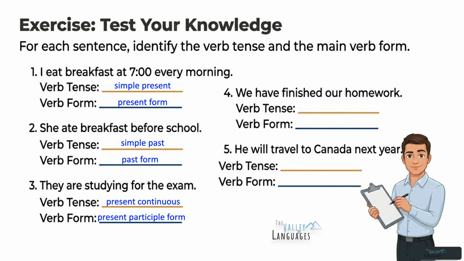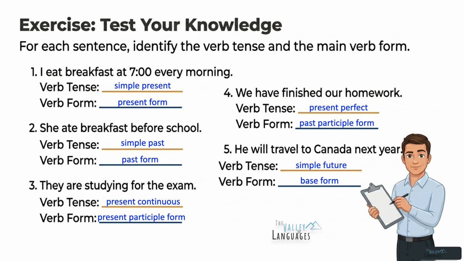Moving on to number 4, we have finished our homework. The tense is present perfect. That one requires the past participle form, which is finished, combined with the helper have. And finally, sentence 5, he will travel to Canada next year. The tense is simple future. To build it, we use the base form of the verb, travel, combined with the auxiliary will. Hey, if you missed a couple of these, don't sweat it at all. Just keep asking yourself, what is the time, and what physical shape did I use to build it?